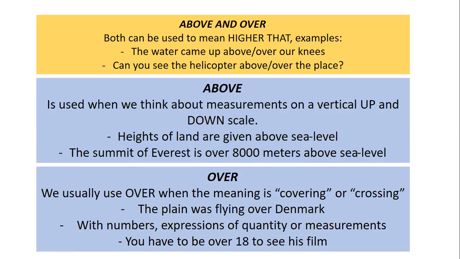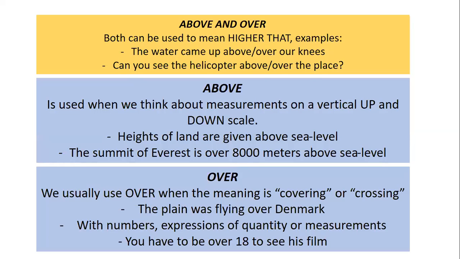Or we can say, the house is 4 meters above the ground level. If you see a scale up and down, you better use above. It's related to a level with a surface that you take as a basis to measure. In this case, it can be the sea level or the ground. Okay. Excellent. Thank you.